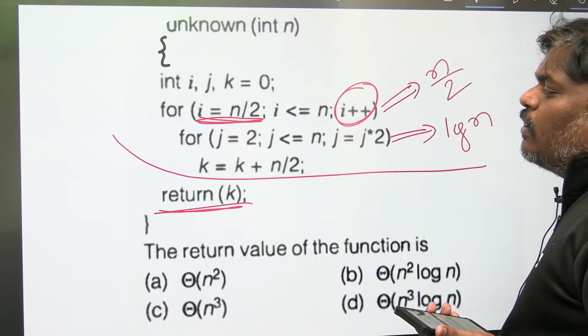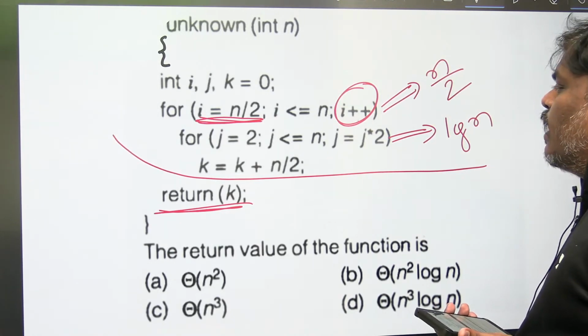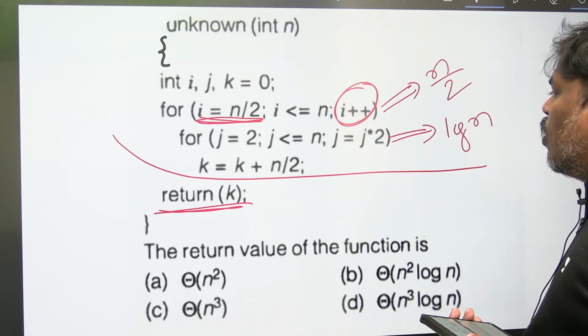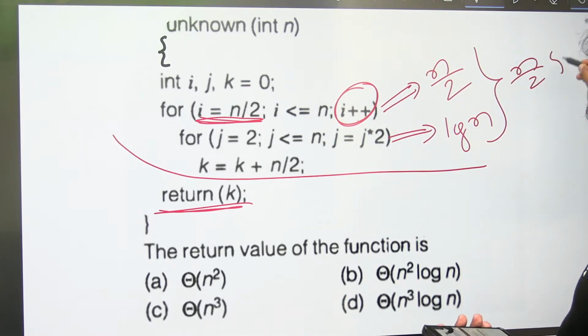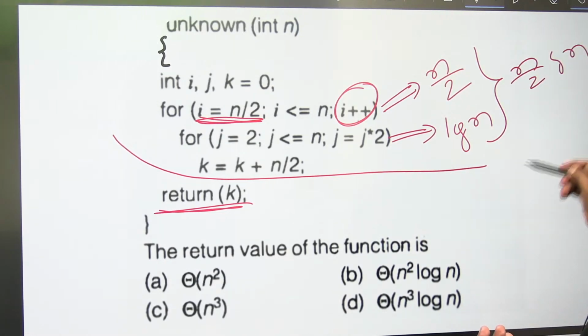Now, for each i value, j will execute. i repeats n by 2 times and j repeats log n times, so both combined will repeat n by 2 log n times.